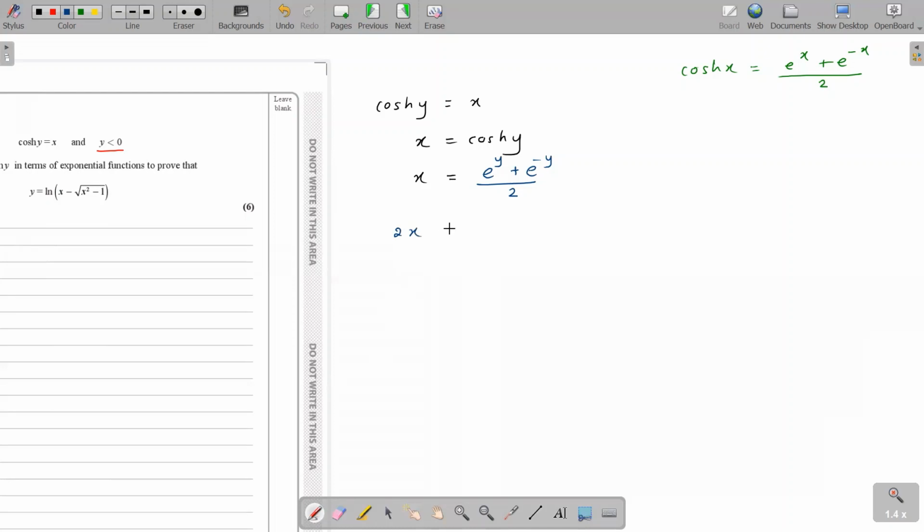So I get here 2x equals e to the power y plus e to the power minus y. Okay, then what's the next step? You have a negative e to the power y, so it's a 1 over e to the power y, right? So we will multiply the entire equation with e to the power y to make it positive power. So here I get 2x times e to the power y. Here e^y into e^y is e to the power 2y, plus e to the power minus y into e to the power plus y is e to the power 0, which means it's simply 1. So what do we have here? We have a quadratic equation: e to the power 2y minus 2x e to the power y plus 1. Okay, so this is the quadratic equation that we have.